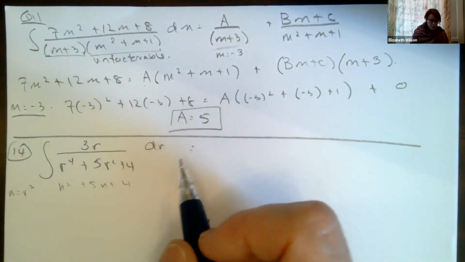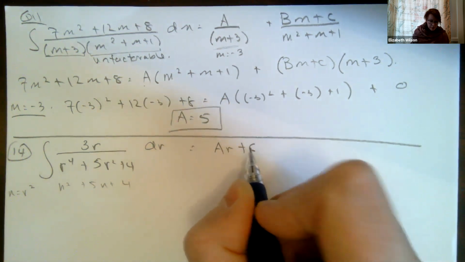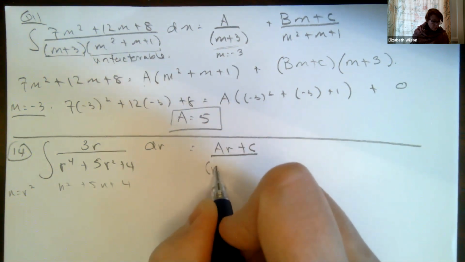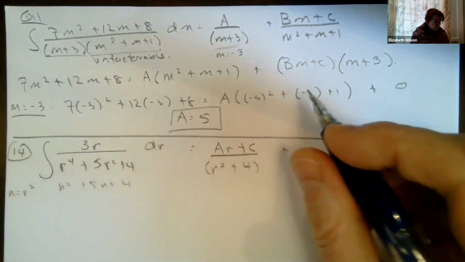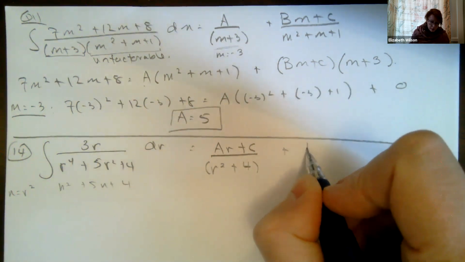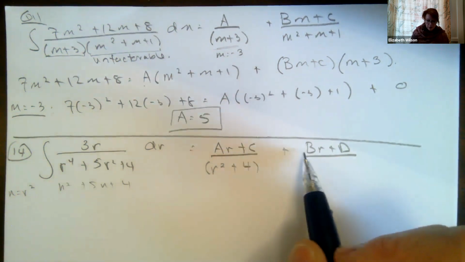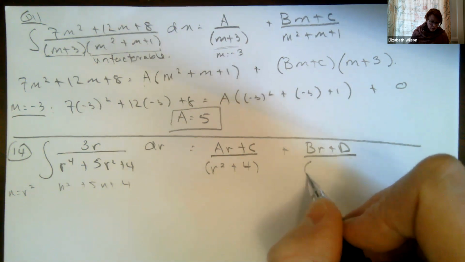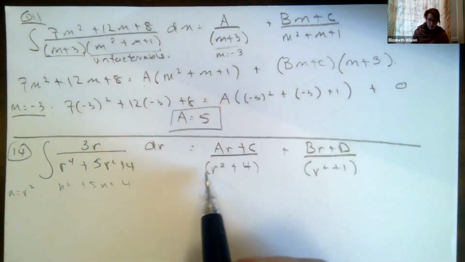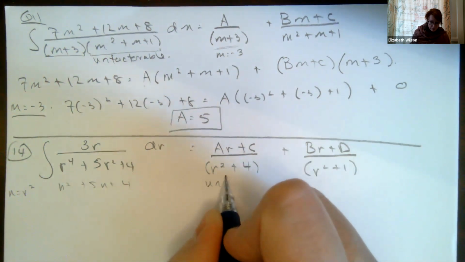So how this factors out is, it's going to look like AR, I called it AR plus C, and then I did R squared plus 4, like this will factor out. And then this was BR plus D. You can do AR plus B or CR plus D. It doesn't matter what order, just keep track of where you're putting things. And this is R squared plus 1. So now I have two unfactorable quadratics, right? So this is unfactorable.